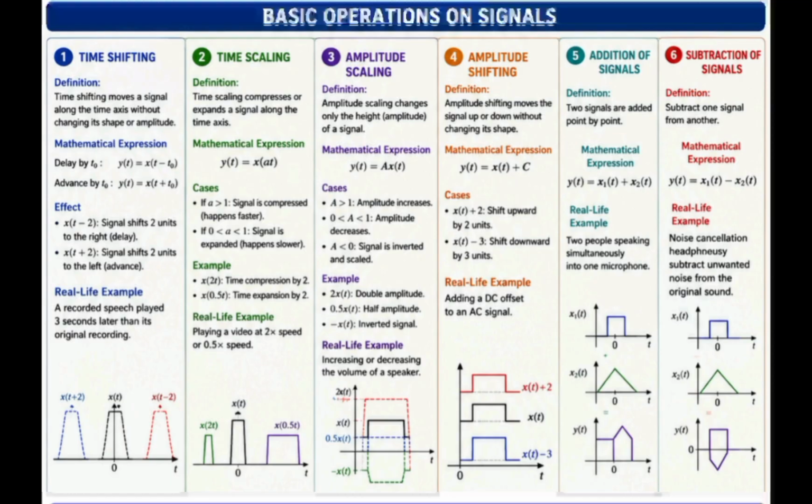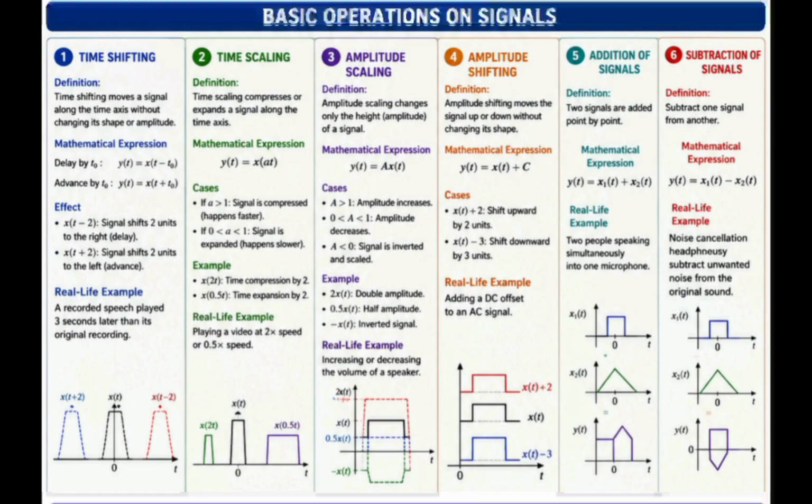Okay, the next basic operation that we are going to discuss is amplitude shifting. So amplitude shifting is nothing but I'm going to either move the signal up or down. Again the shape of the signal remains the same, there are no changes. So the general mathematical expression is y of t equal to x of t plus c. So if it is x of t plus 2, I'm going to shift the signal 2 units up, and if it is minus 3, I'm going to shift the signal 3 units down. That's it. Nothing other than that. In a real-time example, if I'm going to add a DC offset to an AC signal, this kind of operation is generally done.